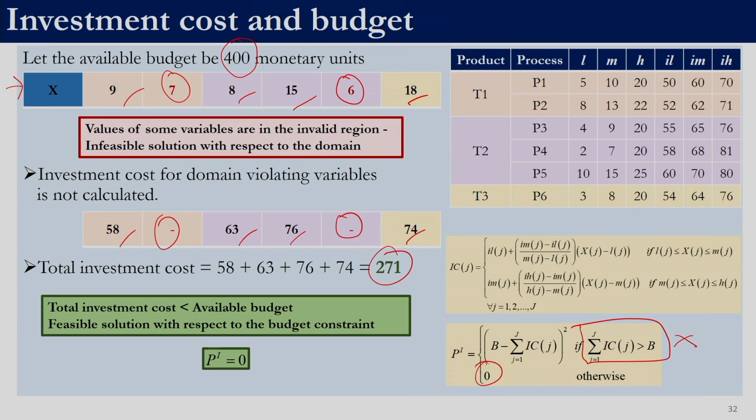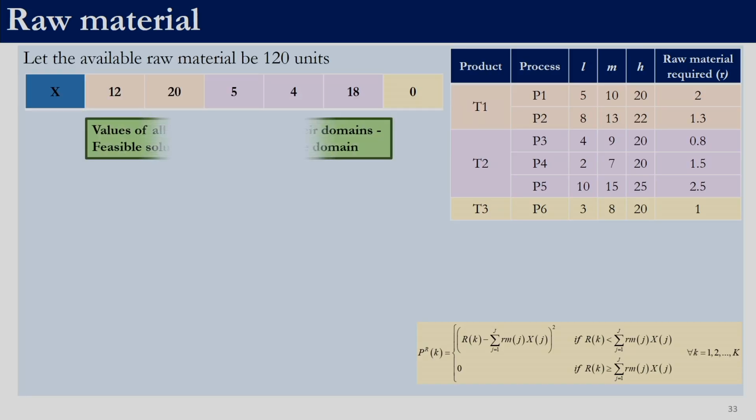So, the penalty that is incurred for violating the investment cost is 0, because it is not violating the investment cost constraint. But this solution will nevertheless have a penalty of 2 into 10 power 5 due to violation in domain hole constraint. Now, let us look at the raw material constraint.